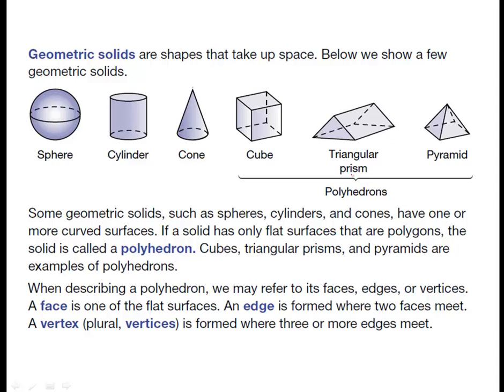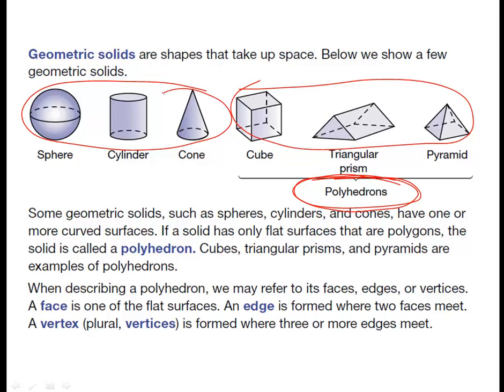All right, so let's just start with the geometric shapes or the solids. They're shapes that take up space. Here's a few examples. We have a sphere, which is like a ball. A cylinder is like a can, a cone. Then you have your cubes, your triangular and pyramid prisms. These are all prisms, right? And we also call those polyhedrons. Whenever they have no curved edges, they're all flat edges, then it's a polyhedron. If it's got a curve in it like these do, then it's not.